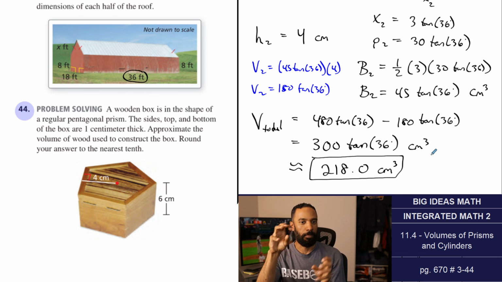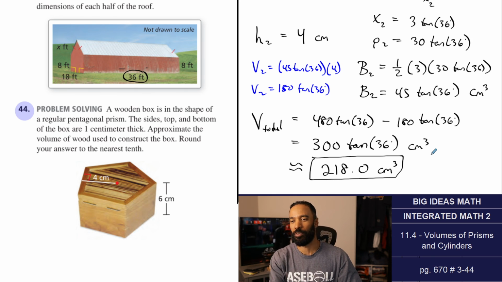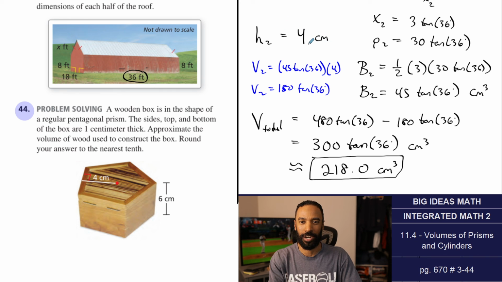The sides, top, and bottom are 1 centimeter thick. That means the inside is hollow. That's what we're removing. The height of 4. Not 1 and not 2 of those ones.